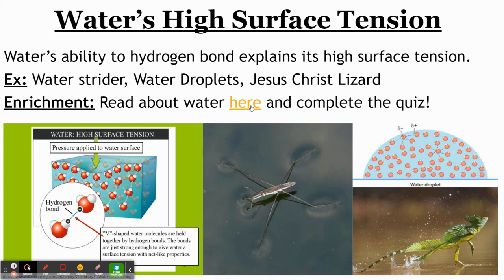If you want additional enrichment or learning about this concept, you can read a little article here with a great interactive quiz about surface tension and a great connection to biology.